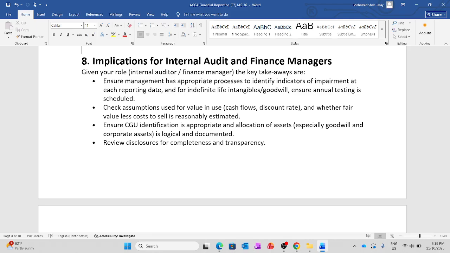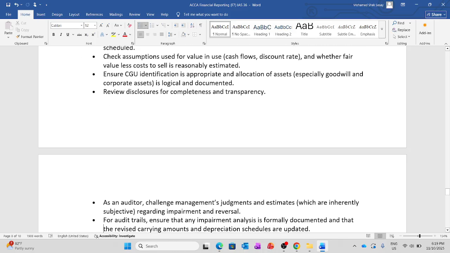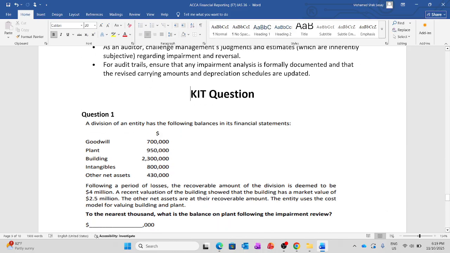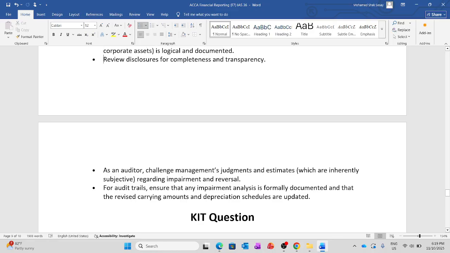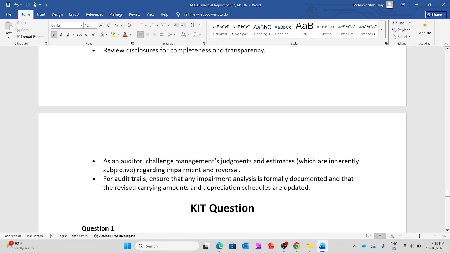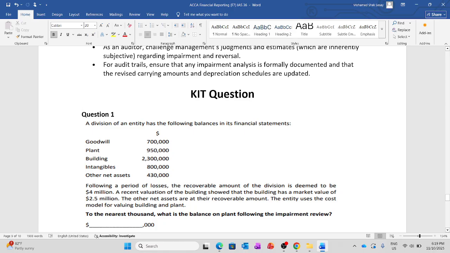And ensuring within the cash generating unit, we identify the appropriate unit and we allocate the impairment. Then finally, we need to review the disclosure for completeness and transparency. Also, as an auditor, you need to challenge the management assumptions, judgments, and estimates, because by default they are inherently risky, and they might impact the audit exercise. So for IAS 36 impairment, so far, this is all you need to know.